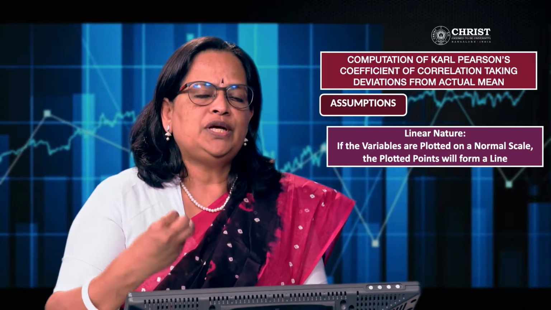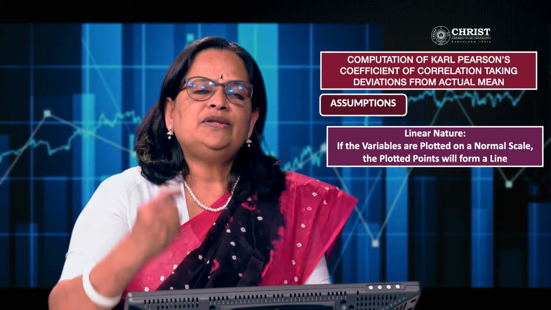Third one is linear nature. So if the variables are plotted on a normal scale, the plotted points will form a line. Actually, in general, we may get a non-linear relationship, but non-linear computation is very difficult to compute. So for Karl Pearson's coefficient of correlation, we are making that assumption that if we plot the values in a graph, they will form a line. That is the third assumption we are making. So that is the linear nature. So three assumptions: one is normality, second one is causal relationship, and third is linear nature.